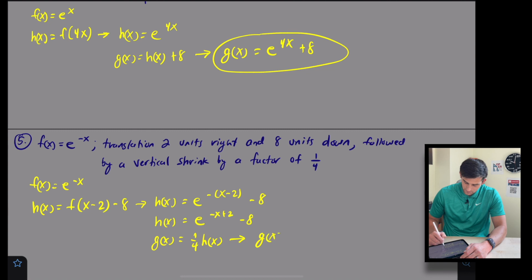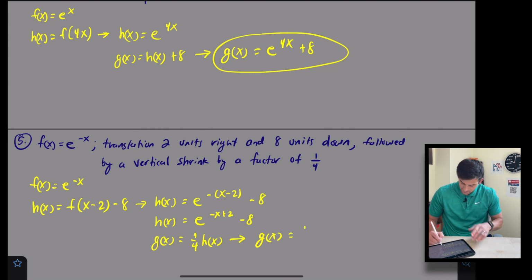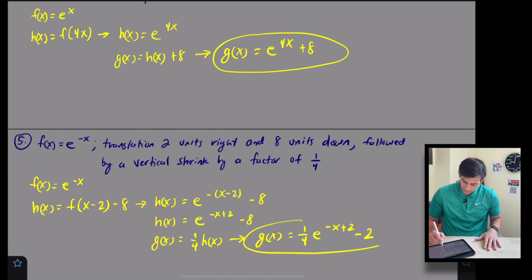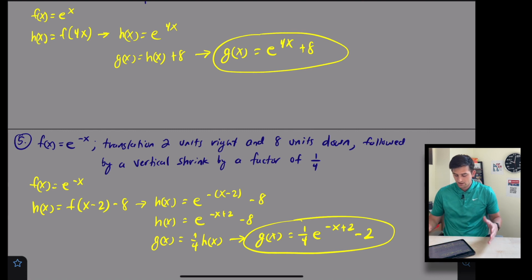Okay, so now g of x is equal to 1/4 times e to the negative x plus 2. But we need to multiply this 1/4 by the negative 8 as well, so that'd be minus 2 at the end, because that's essentially 8 divided by 4, so minus 2. All right, and that is how we can write some transformations of exponential functions.